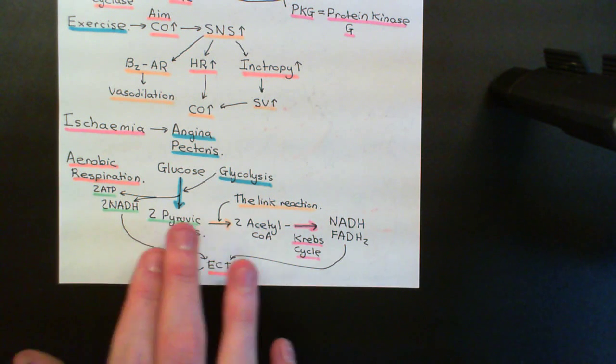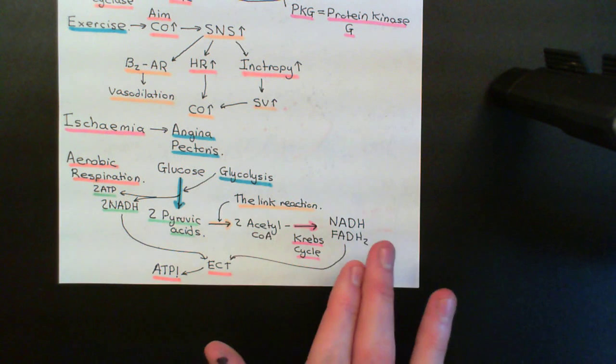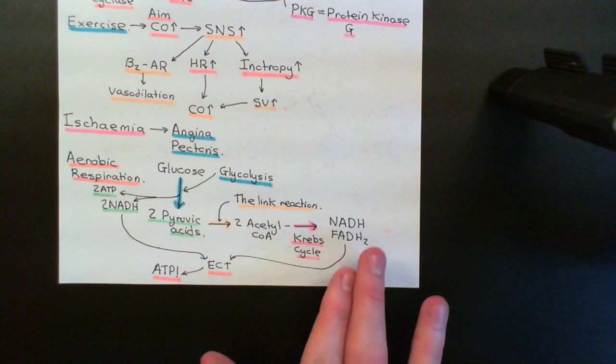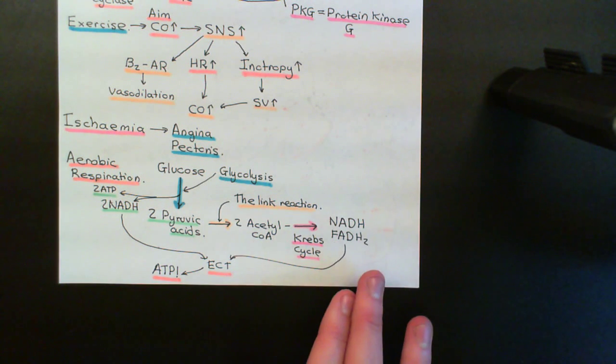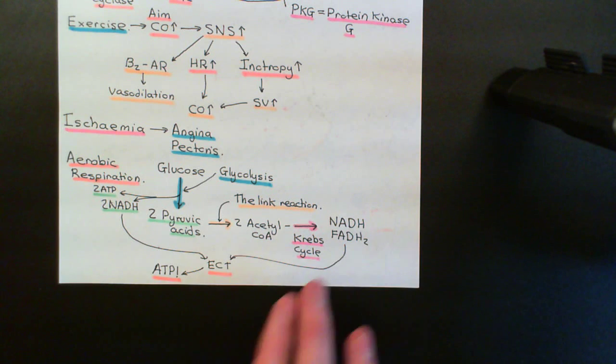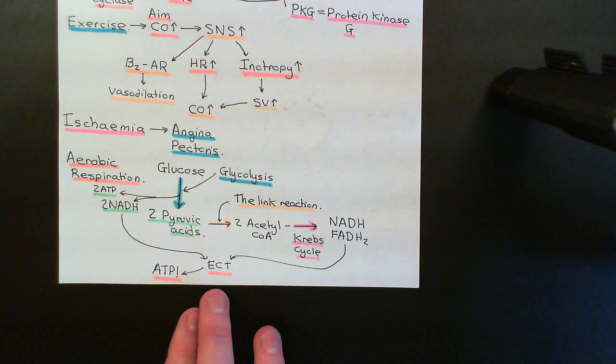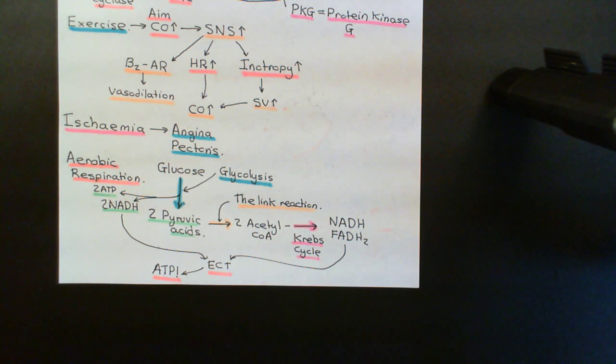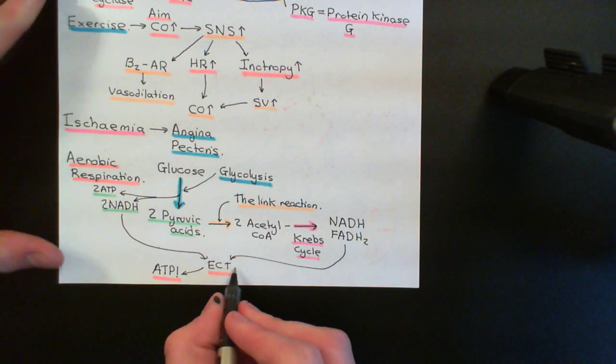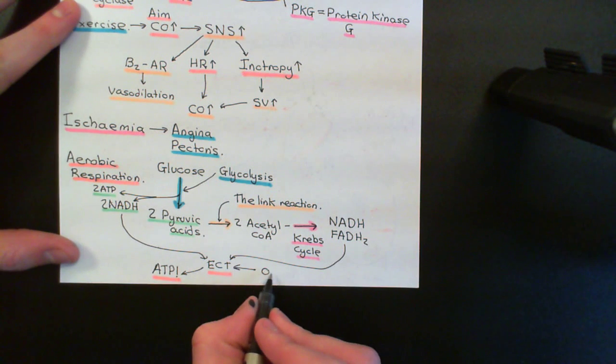We can take the pyruvic acid molecules further through the link reaction, then through the Krebs cycle, and this will result in loads of reduced electron carriers, both of the NAD variety and the FAD variety. All of these reduced electron carriers then go through the electron transport chain, and that results in a huge amount of ATP to be generated. Now, the important thing is the electron transport chain requires oxygen. Okay, so you can only do this if you have a lot of oxygen.